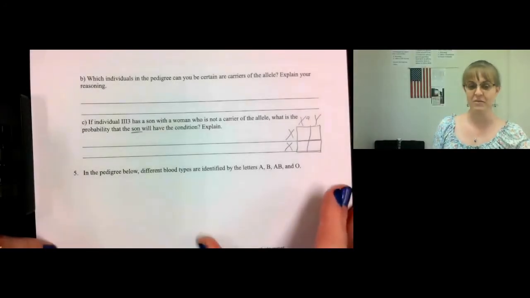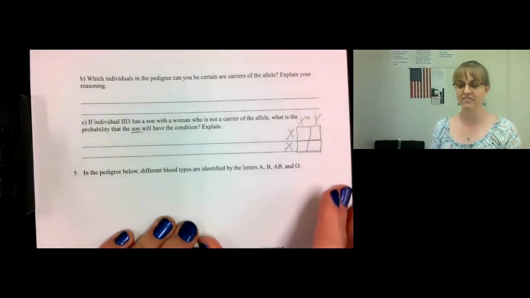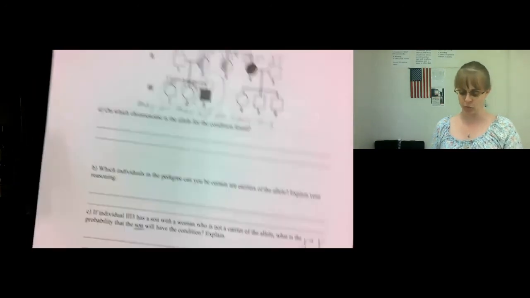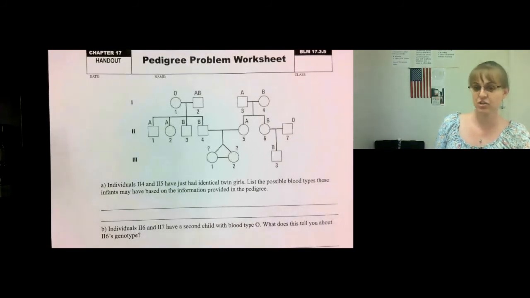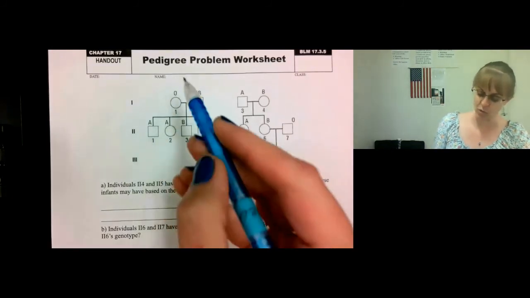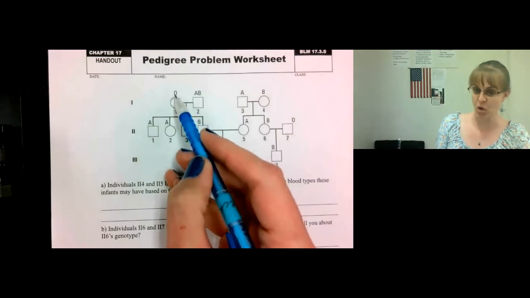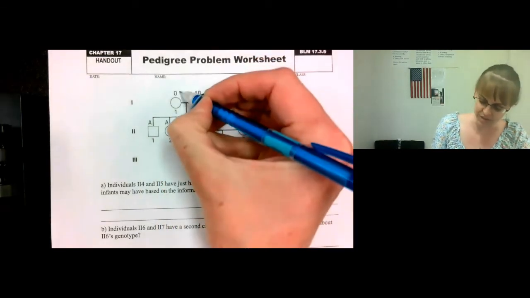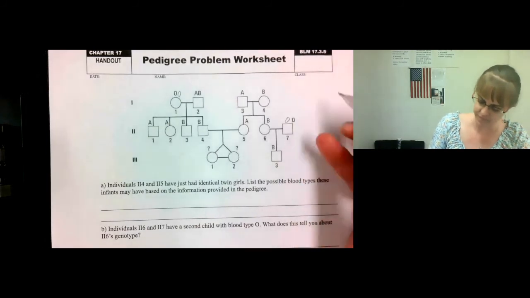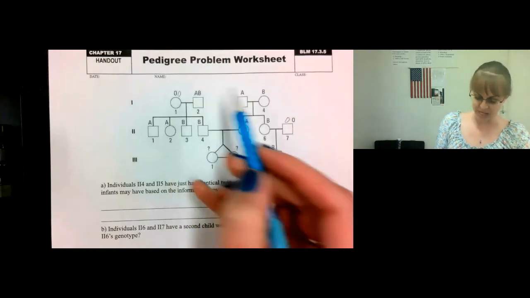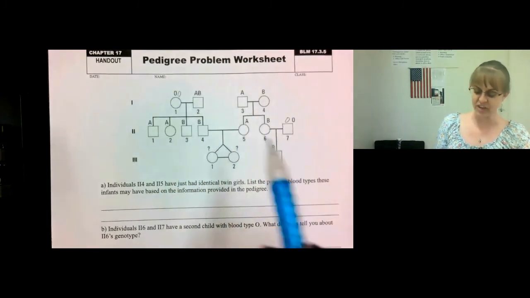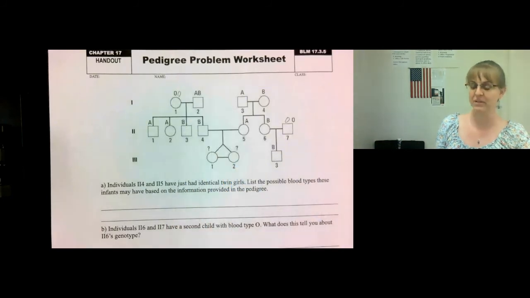Number 5. In the pedigree below, different blood types are identified by the letters A, B, and O. All right, let's just do all the genotypes. It's easiest to do the recessive first. So what letters does type O have to have? O, double O. AB obviously has to have an A and a B. Then you've got to figure out the second letter for all the plain A's and the plain B's. Do they have a second A and a second B, or do they have an O?